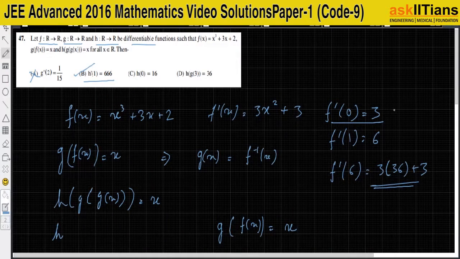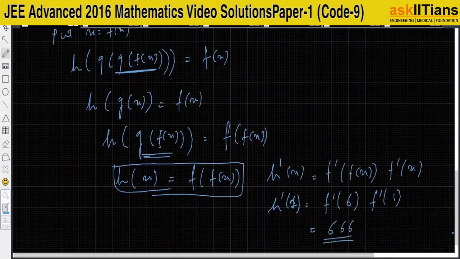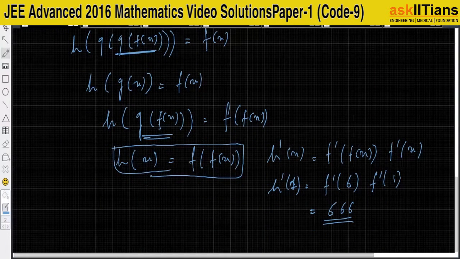And h of 0, we can easily find out h(0) also. We know that h(x) is nothing but f of f(x). So put x equal to 0, you will get h(0). So h of 0 is nothing but f of f(0).